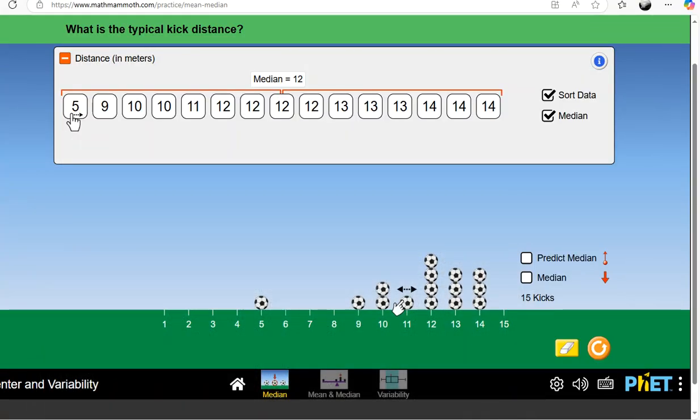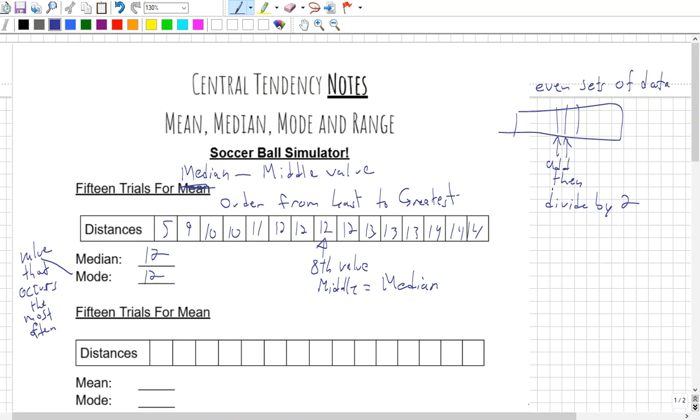If you had values that were all the same, say the most was like 3 or 4 soccer balls, and there was like 3 of them, you would write all those down. You would write 14, 13, like multiples of them. And you can have more than one number being the mode. That's okay. Okay, so that is the median.